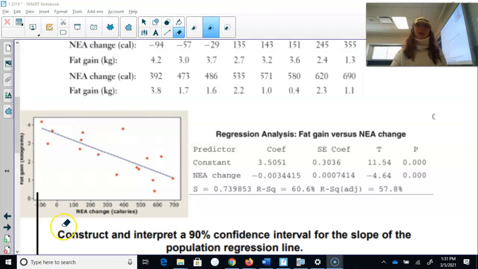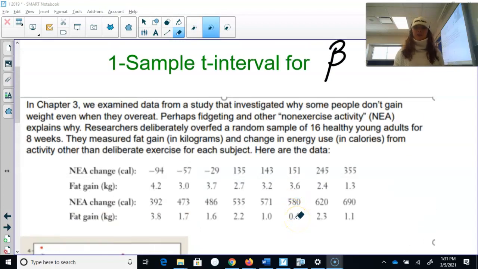Okay, let's get going. We are getting into our next inference procedure. This method is a one sample t interval for beta, where beta is our true slope of a regression line. In Chapter 3, we examined data from a study that investigated why some people don't gain weight even when they overeat. Perhaps fidgeting and other non-exercise activity explains why. Researchers deliberately overfed a random sample of 16 healthy young adults for 8 weeks. They measured fat gain in kilograms and change in energy use in calories from activity other than deliberate exercise for each subject. Here are the data.